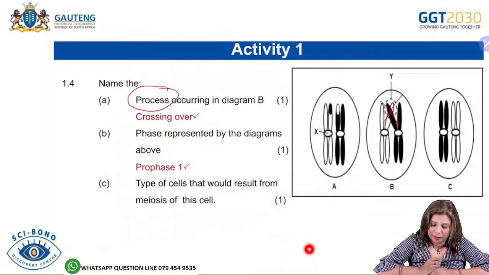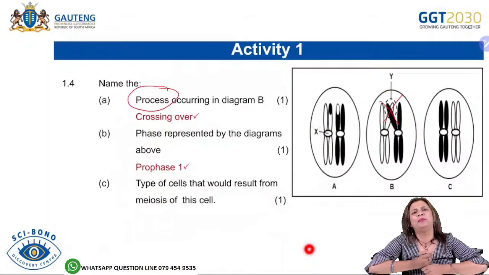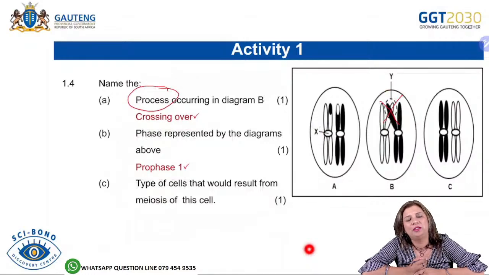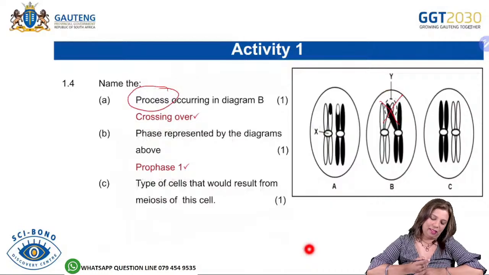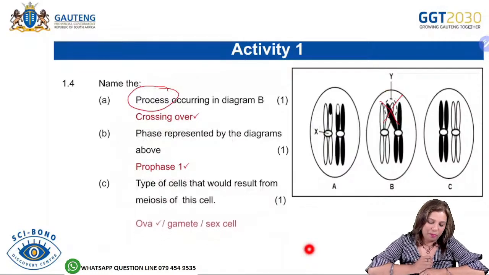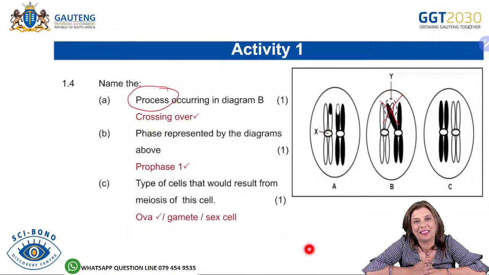C. The type of cells that would result from the meiosis of this cell. Now, what is the point of meiosis? The point of meiosis is to produce gametes. Gametes are sex cells. So what are the sex cells that we know? We know them as the sperm cell and the ova, isn't it? So your answer would be ova, gamete, or sex cell.